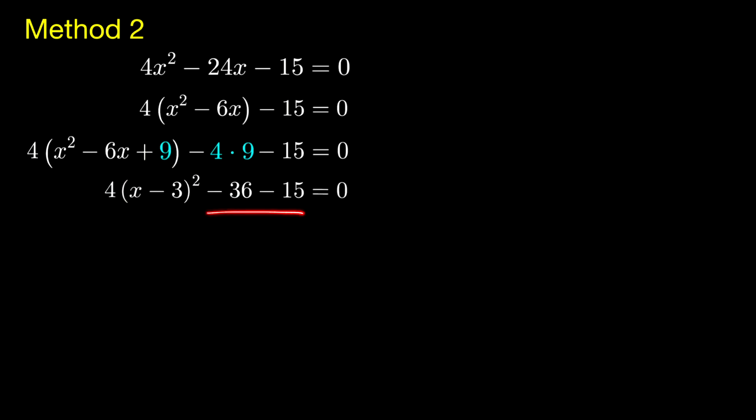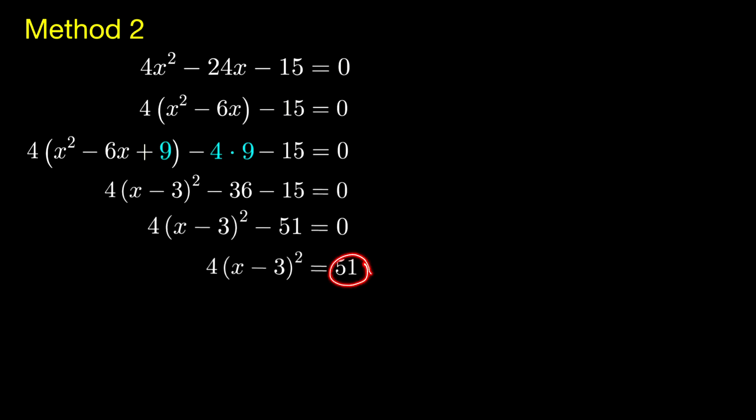And combining these two, we'll get this equation. Then we move the negative 51 to the right-hand side of the equation, so that becomes positive. And then dividing both sides by 4, we'll get 51 over 4 on the right-hand side.